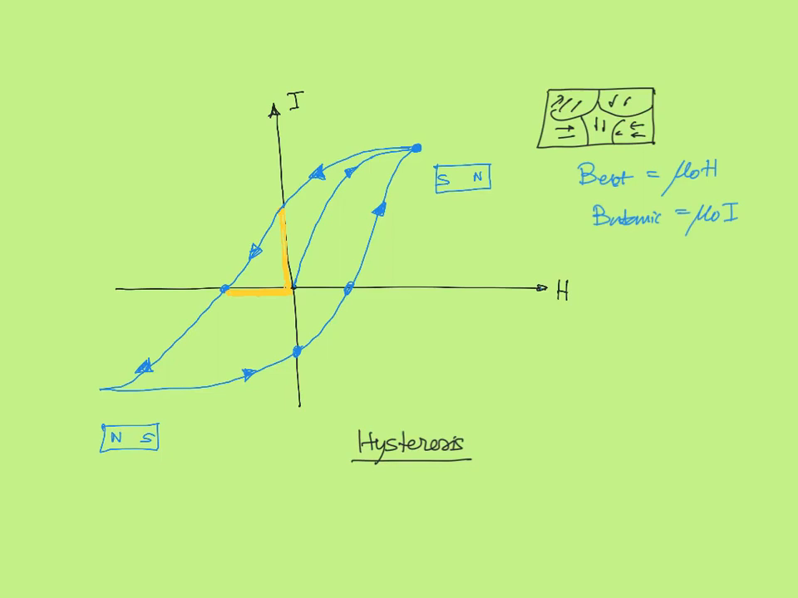So the total area under this hysteresis curve signifies the heat generated in the magnetization and demagnetization of the substance. So in this lecture, up to this only. Later on we'll study about magnetic susceptibility and paramagnetic and diamagnetic substances.